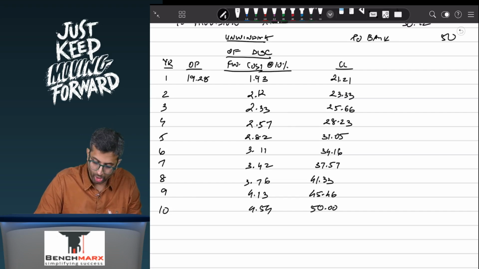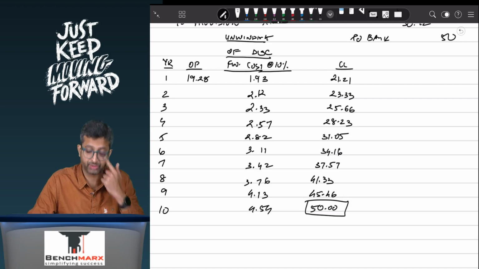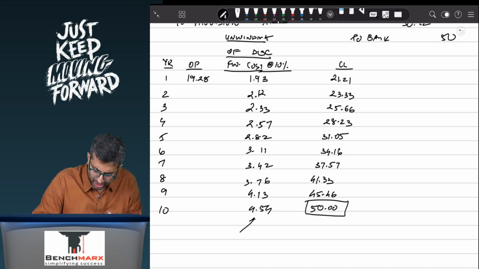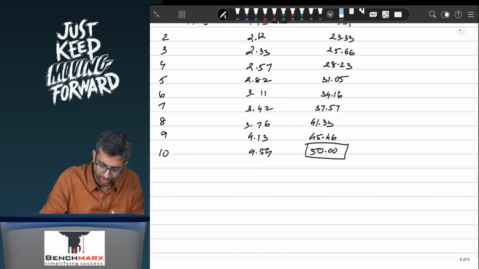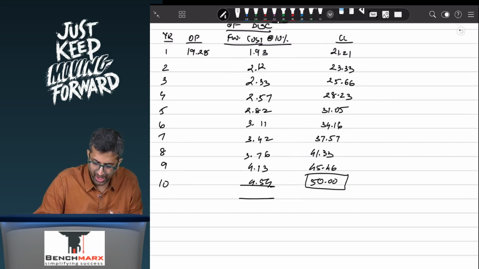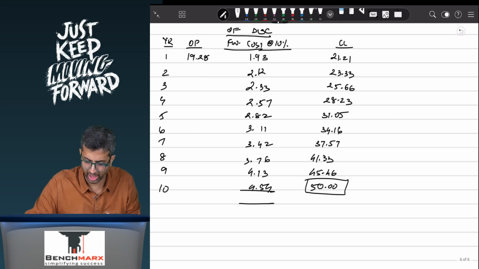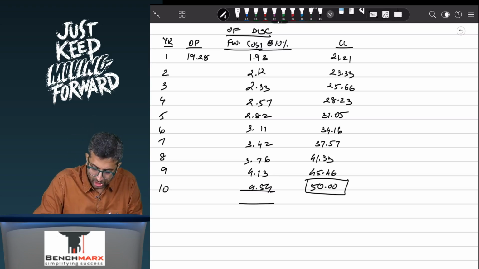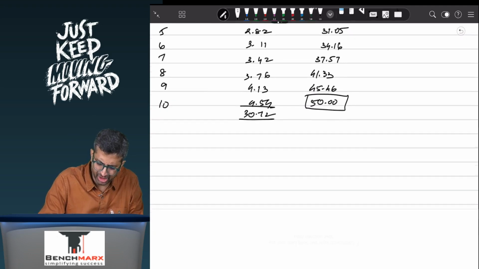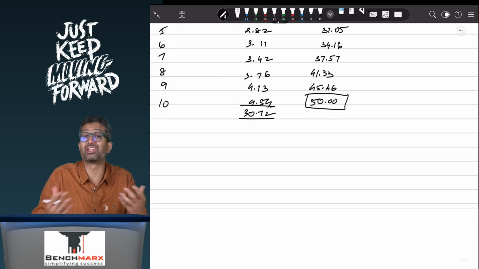That is right. So what will happen is your provision will ultimately come to 50 rupees in each of the years for this finance cost. Acha, if I total up all of these, this is my finance cost over the 10 years. This is 1.93, 2.12, 2.33, 2.57. What is the total ideally? 3.11, 3.42, 3.76, 4.13, 4.54. This is around 30.72. Can I say this is nothing but the difference between 50 and 19.28?